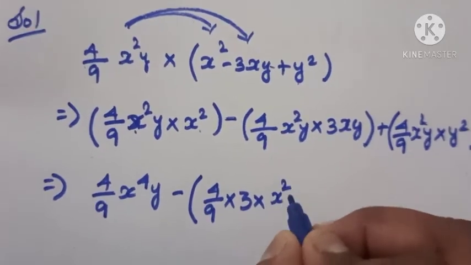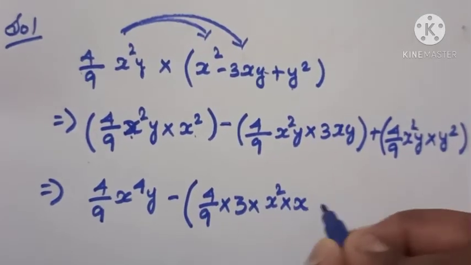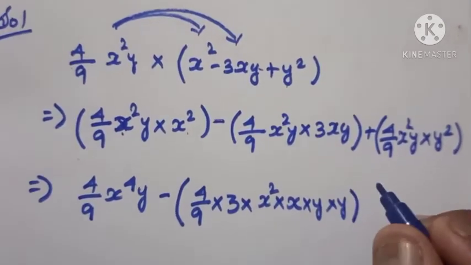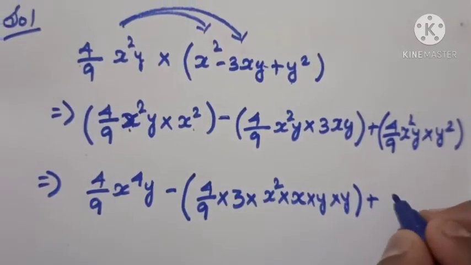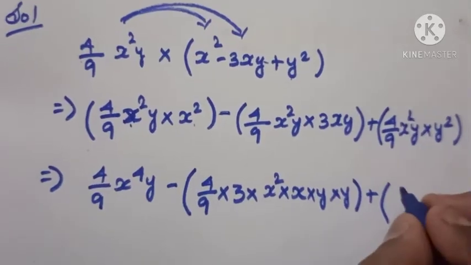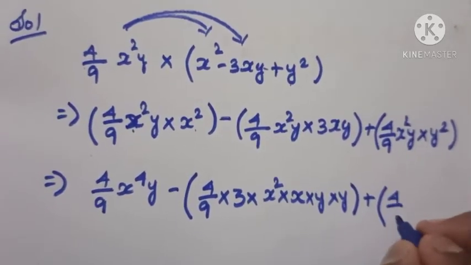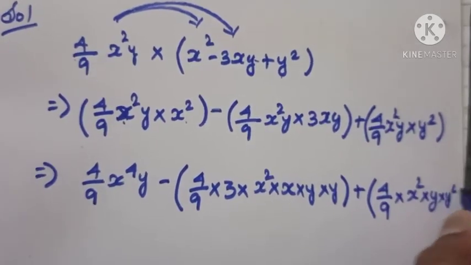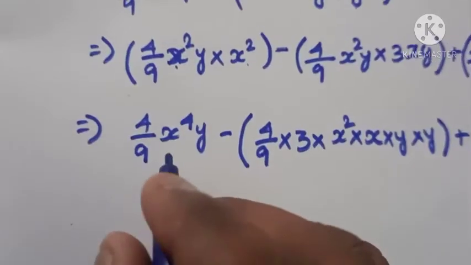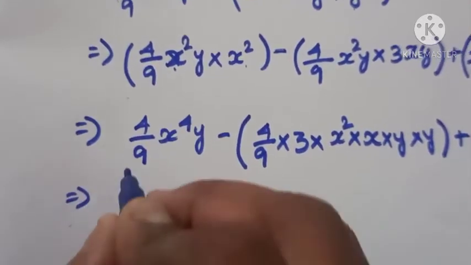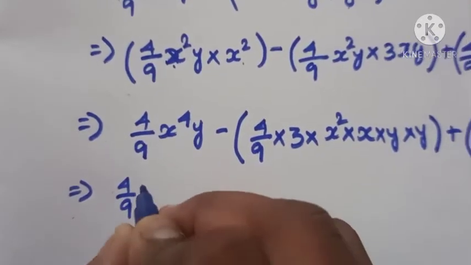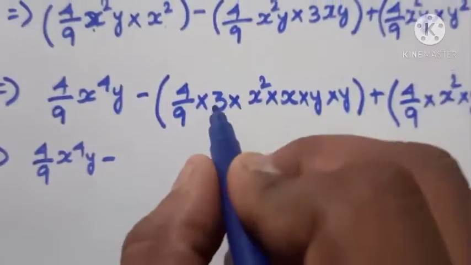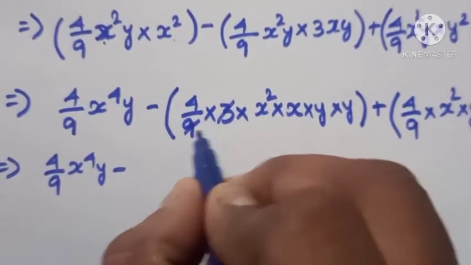So x square can be multiplied with x, y is multiplied with another y. Plus this 4 by 9 into x square into y square. So now we can do the usual multiplication. So first one completed, 4 by 9 x to the power 4 y minus, here you can concentrate: 1 3 is 3, 3 3s are 9.